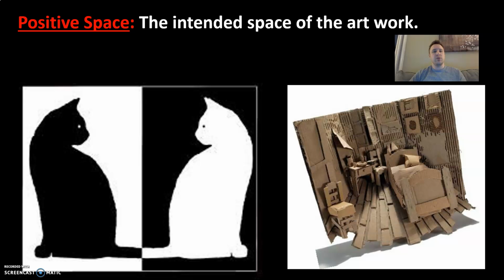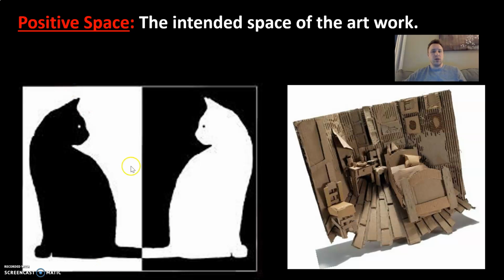So the first word and the first question is, what is positive space? And the answer is the intended space of the artwork. It's basically, for this project, all of the different layers that are rising up. Those are all the intended spaces of the artwork. That's what you're creating, the actual subjects in the artwork. That is your positive space.